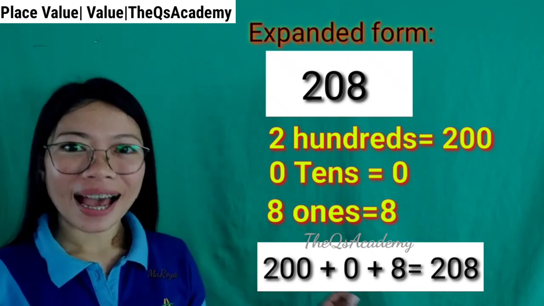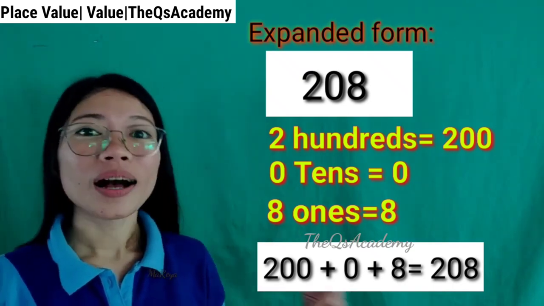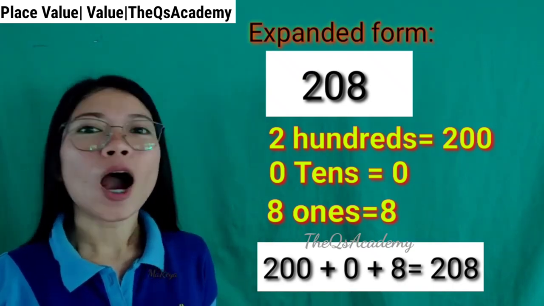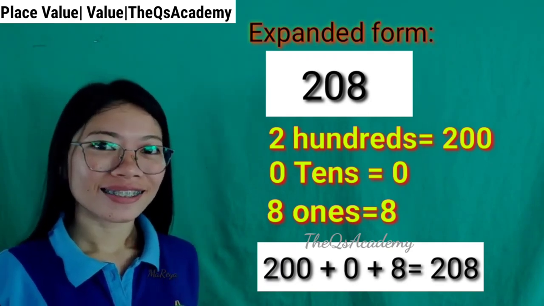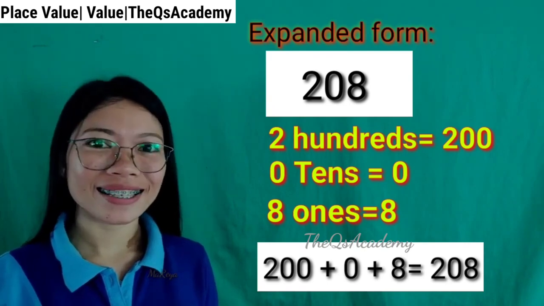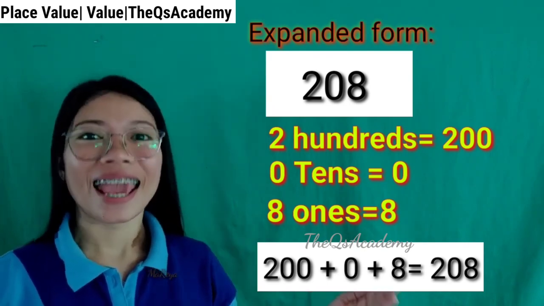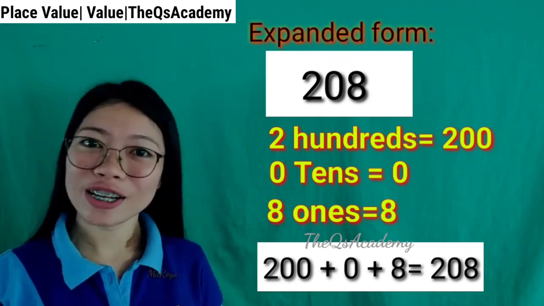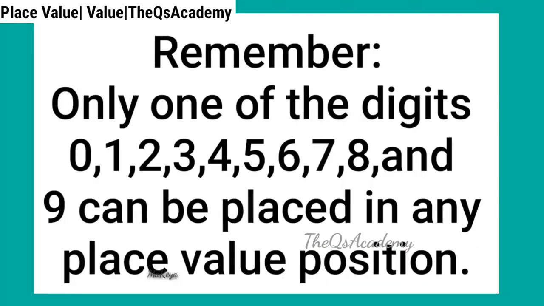200 plus 0 plus 8. How many hundreds? 2. How many tens? There are no tens. How many ones? 8. 208. Only one of the digits 0, 1, 2, 3, 4, 5, 6, 7, 8, and 9 can be placed in any place value position.